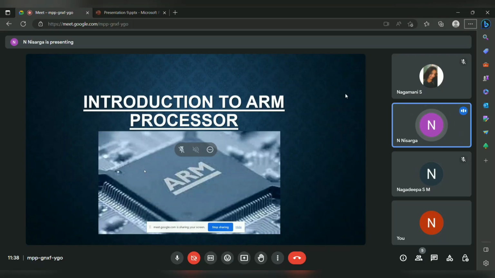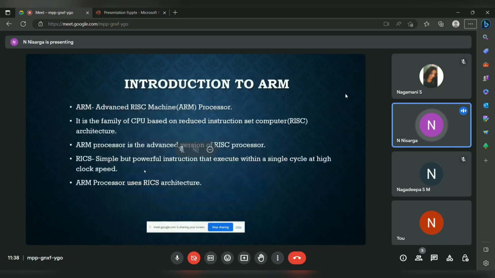So, ARM, the full form of ARM is Advanced RISC Machine processor. It is a family of CPUs based on RISC architecture, that is Reduced Instruction Set Computer. ARM processing is nothing but the advanced version of RISC machine. So there are some enhancements made over the RISC processor. RISC is simple but has powerful instructions that execute within a single cycle at a high clock speed. So ARM processor uses the RISC architecture.